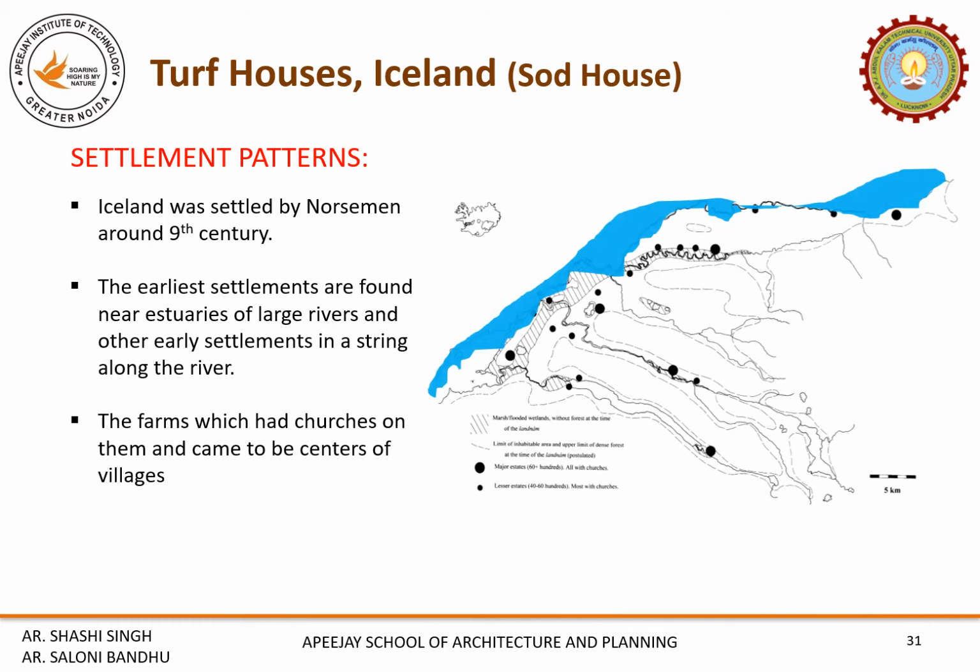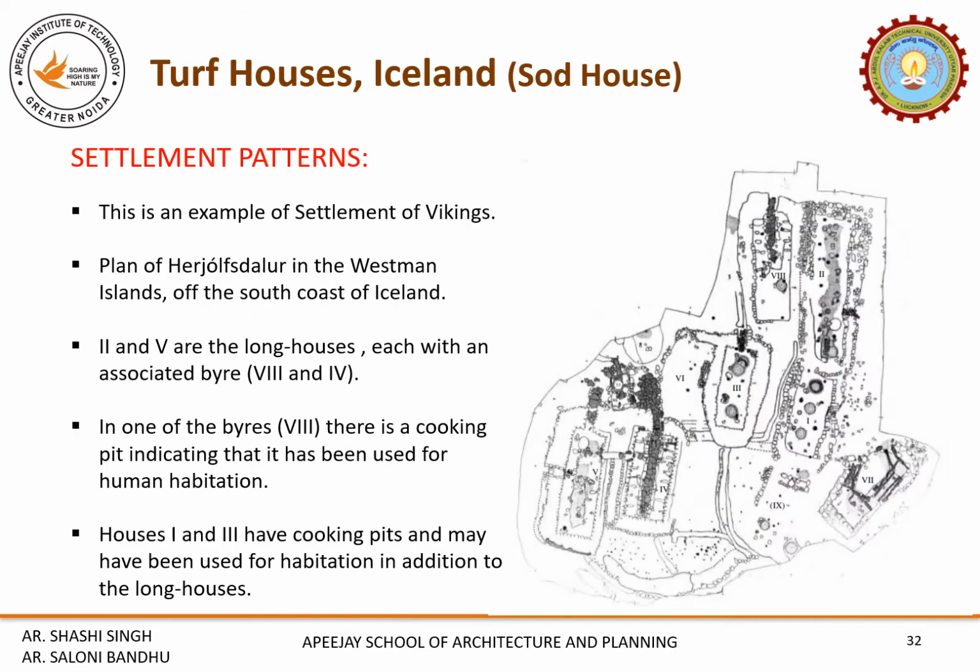this is the seaside and these are the rivers. The larger dots are major estates with 60-100 population and smaller dots are the estates with 40-100 population. On the right is the plan of the settlement of Vikings.